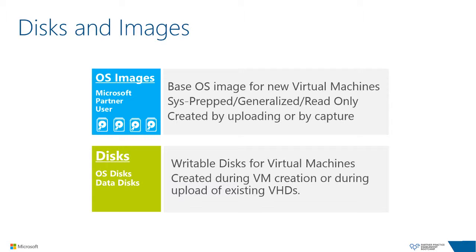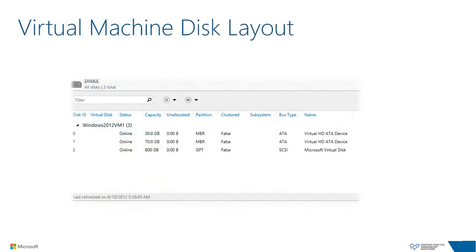An image can be created on premises, uploaded and registered with Windows Azure, or can be created directly in Windows Azure using the capture feature. Disks are writable VHDs used by virtual machines. They can either have an operating system on them and be bootable, or they can just be data disks. Disks are created when you create a virtual machine or when you upload existing VHDs and register them with Windows Azure. Let's take a look at how the disks of a virtual machine are laid out.